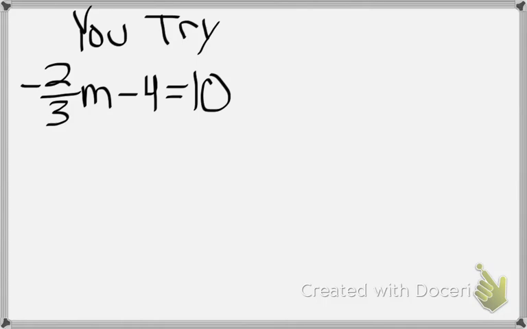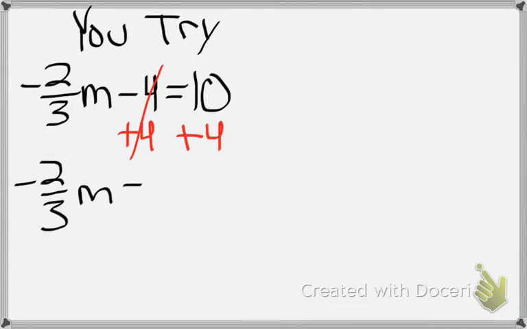Alright, so the first thing we have to get rid of is that minus 4 because it's furthest away and also because it comes later in the order of operations. It cancels on the left side, and so on the left side we're left with negative 2/3 m, and on the right side 10 plus 4 is 14. So you're left with nothing but a coefficient to get rid of.